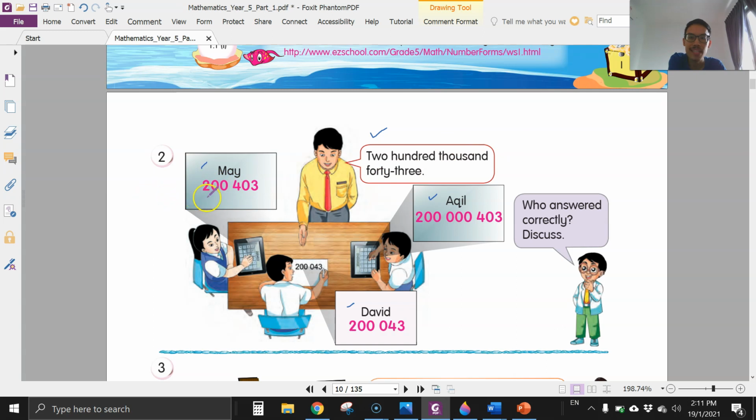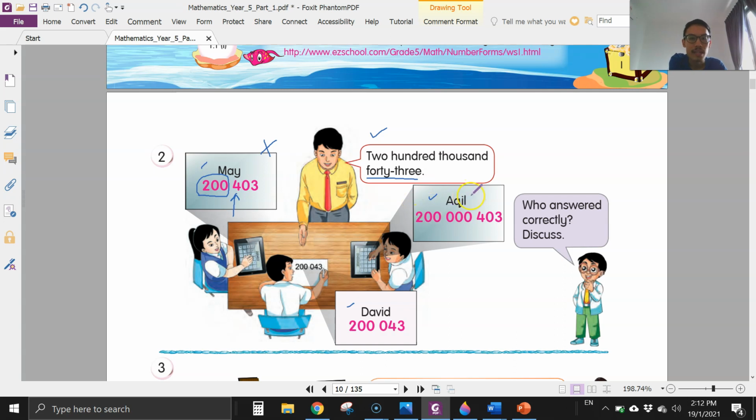Let's look at May's answer. Now we read the 1,000 group first. 200,000. This is 100. Okay, this is 100. So this is 200,403. So this is not the answer. Okay, we are looking for 43.